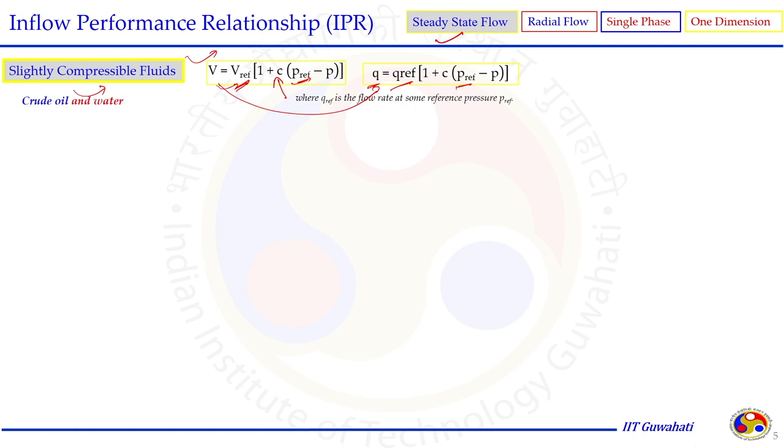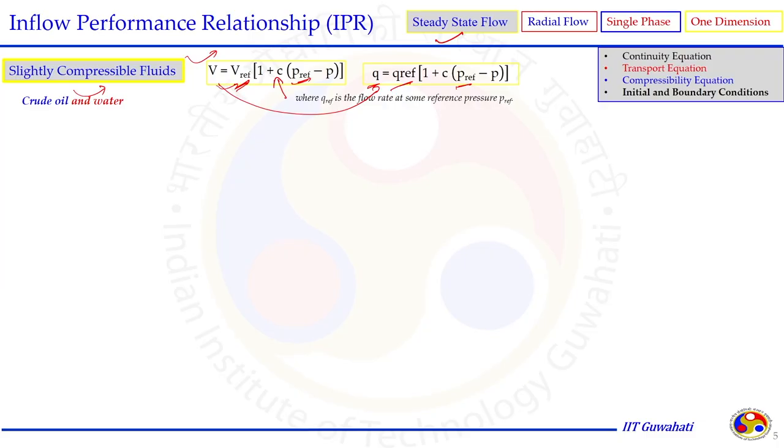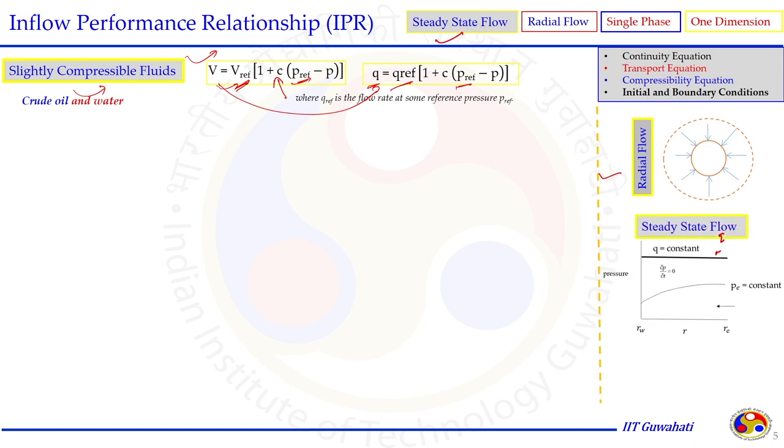We can consider crude oil and water as slightly compressible fluids. Actually, crude oil and water can fall in both categories, compressible fluid and slightly compressible fluid. The same methodology we are going to adopt: start with the continuity equation, write the transport equation, compressibility equation, initial and boundary conditions, for the case of slightly compressible fluid flowing under steady state flow condition, with the flow happening in the radial direction. So we have the same set of information that we had for the previous case. The only difference is that the fluid is slightly compressible.